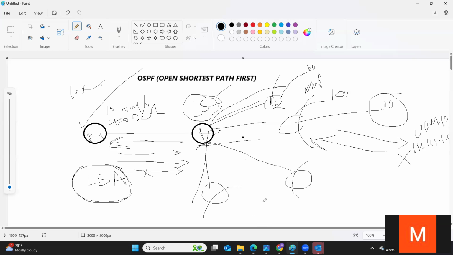Apart from that, this neighborship works based on the LSA, link state advertisement. However many neighbors are connected and however many prefixes they advertise, that many prefixes will be advertised to the neighbor. So this router has the entire topology information, whether directly or indirectly connected. That is the benefit of OSPF.